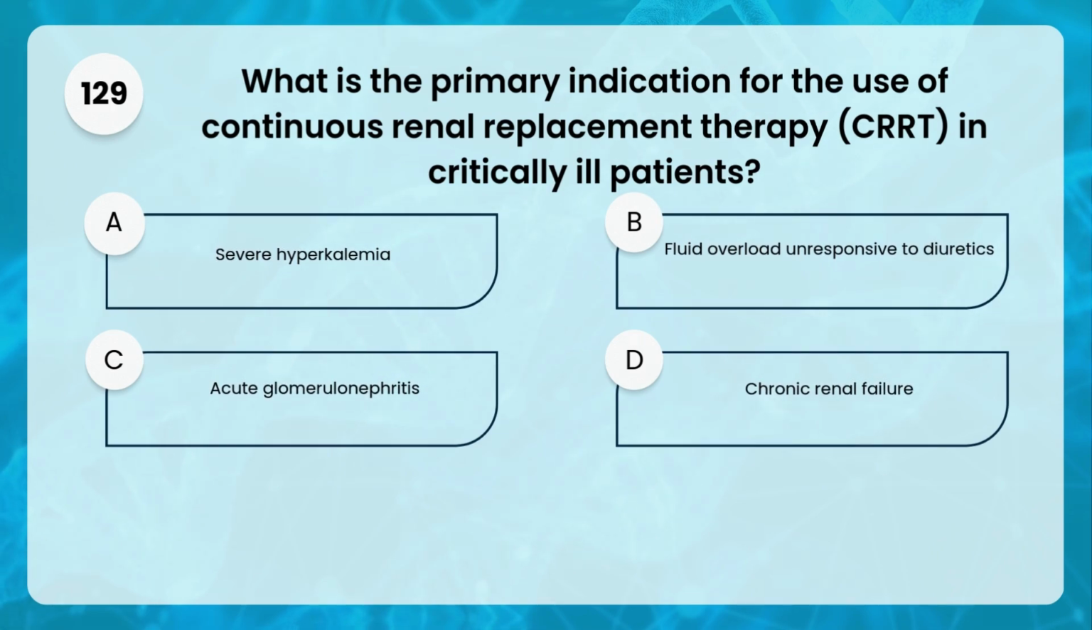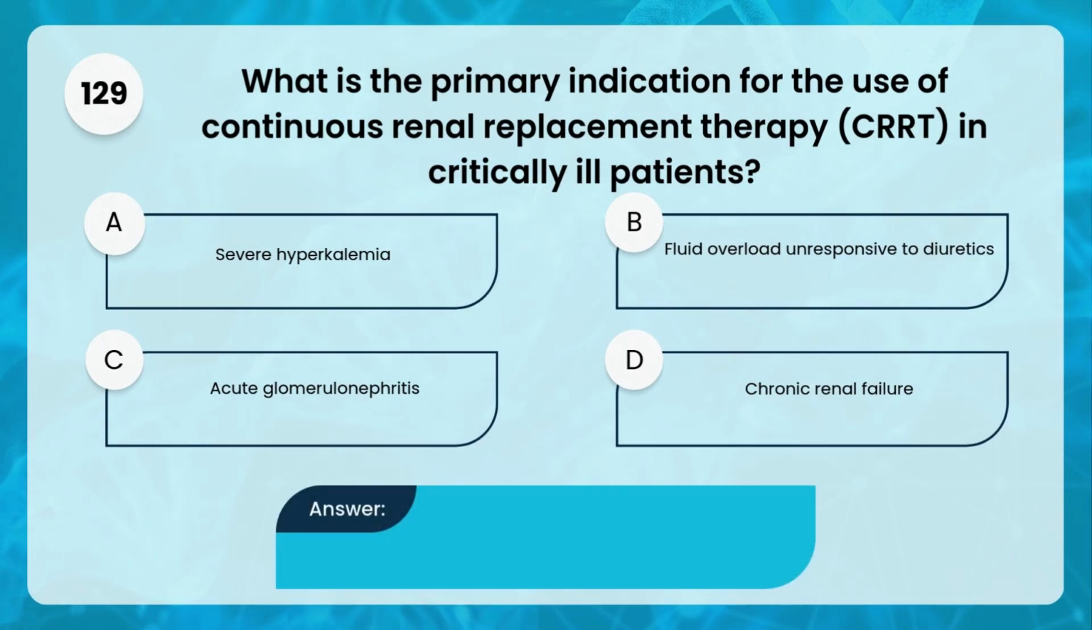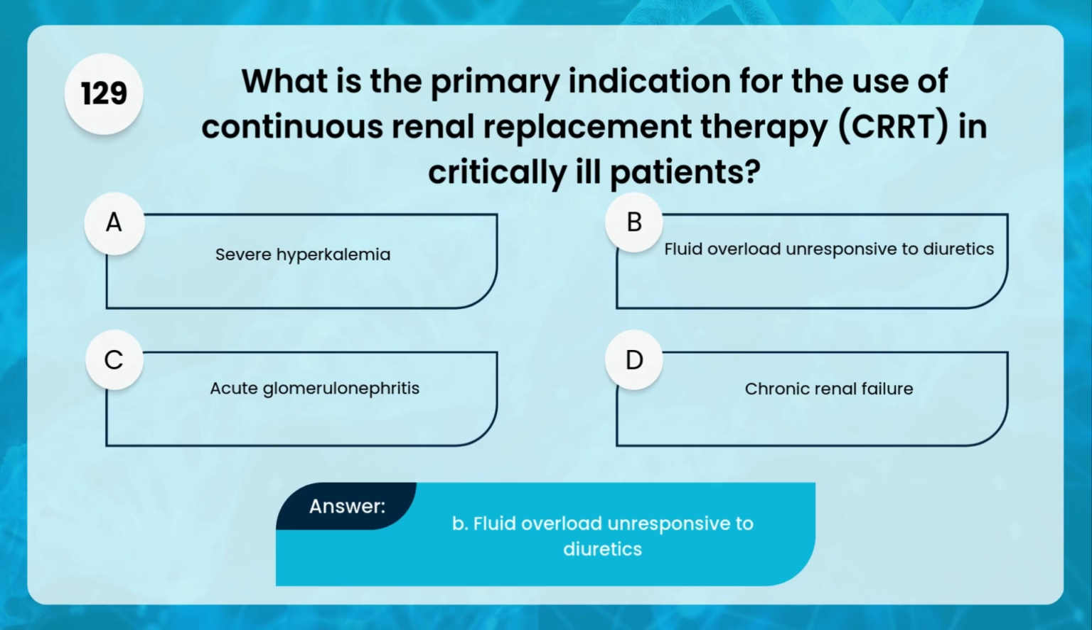129. What is the primary indication for the use of continuous renal replacement therapy, CRRT, in critically ill patients? A. Severe hyperkalemia. B. Fluid overload unresponsive to diuretics. C. Acute glomerulonephritis. Or D. Chronic renal failure. The answer is B. Fluid overload unresponsive to diuretics.